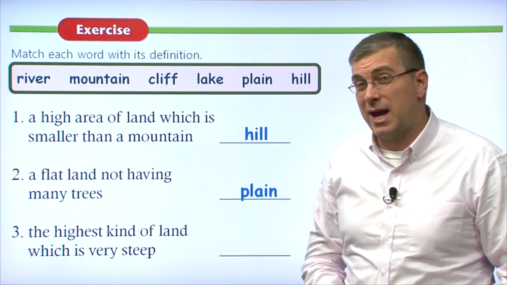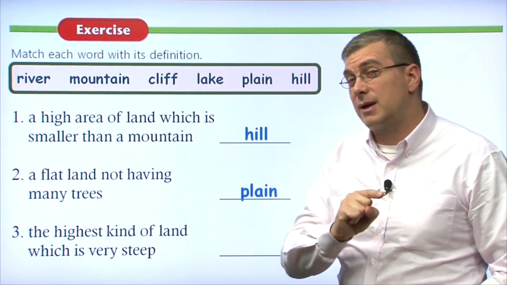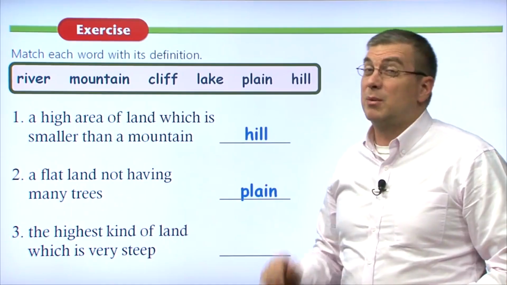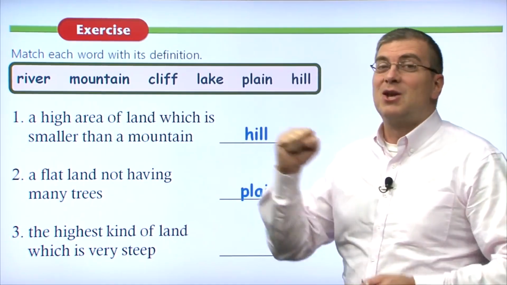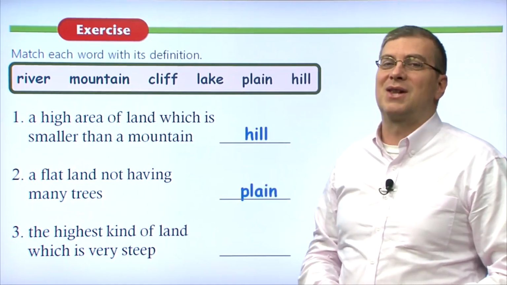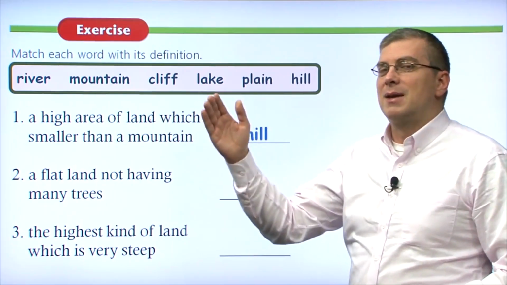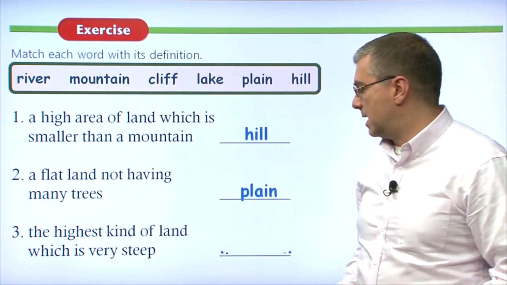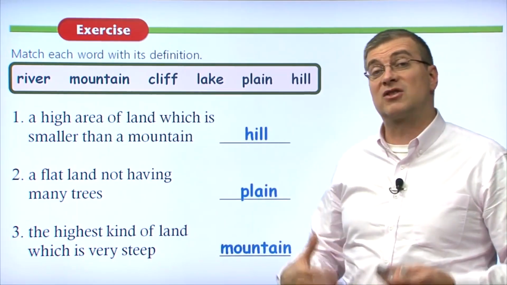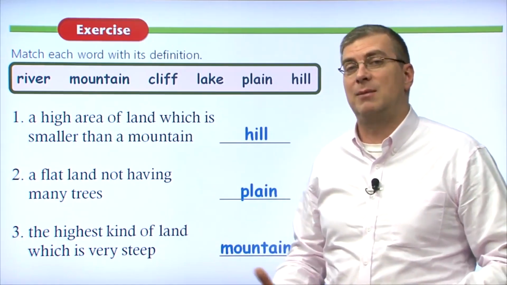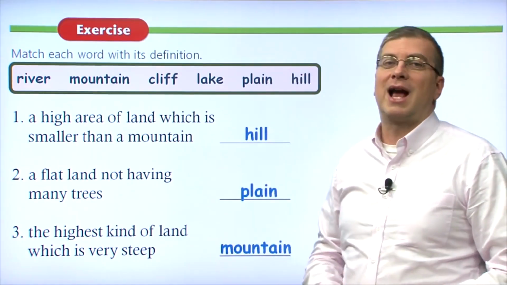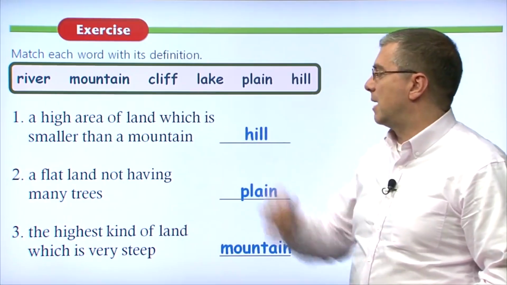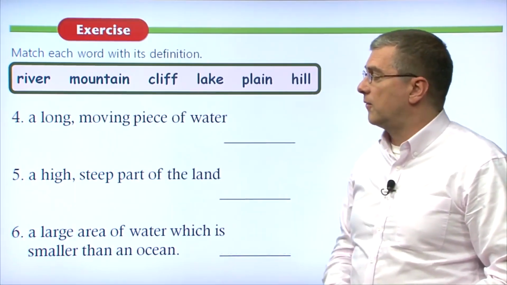Number 3, the highest kind of land. The highest kind of land. Remember Mount Everest, right? Mount Everest is very steep. You have to be a very skilled mountain climber to climb up Mount Everest. And I gave you the answer right there. Of course, it's mountain. You have to be a skilled mountain climber to climb up to some very high mountains. Okay, so mountain.